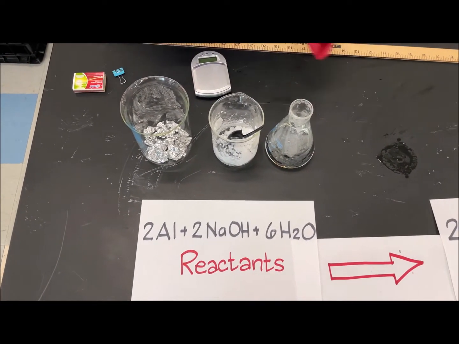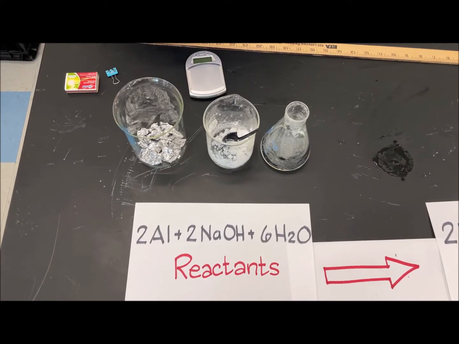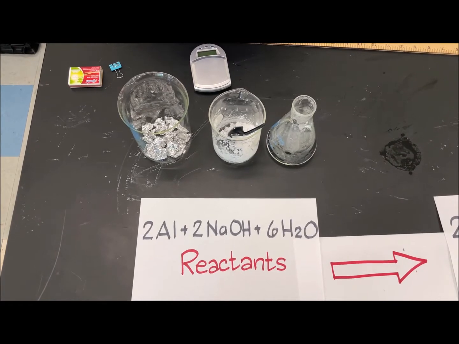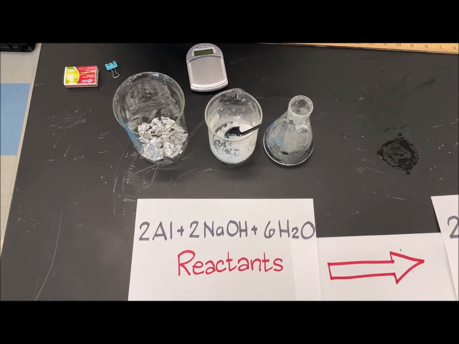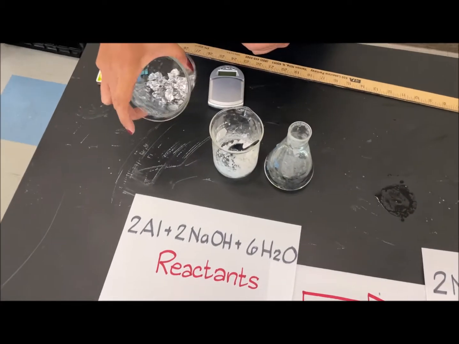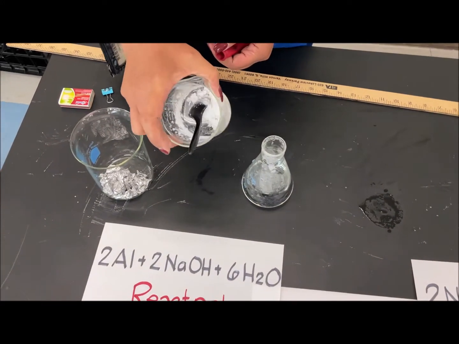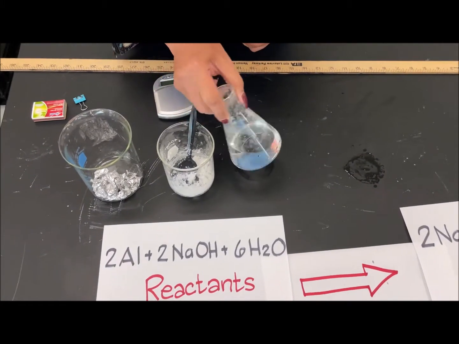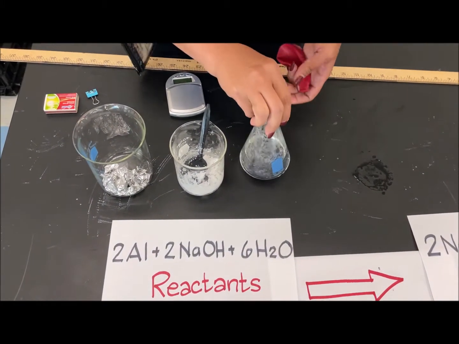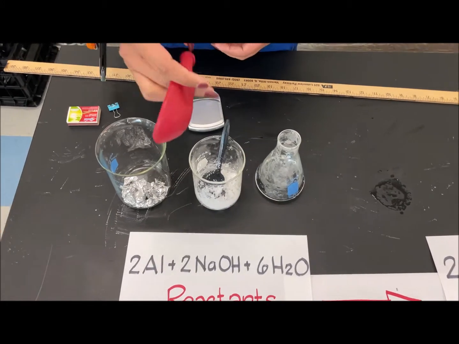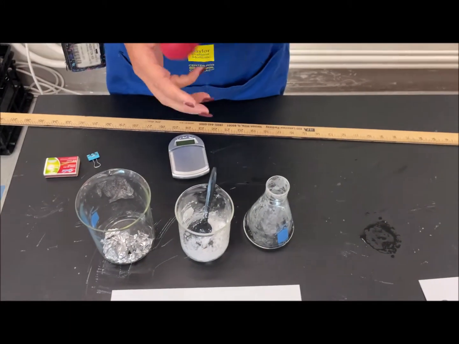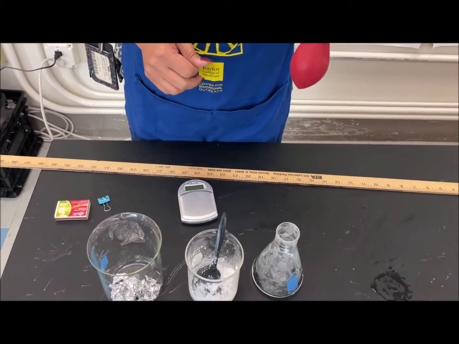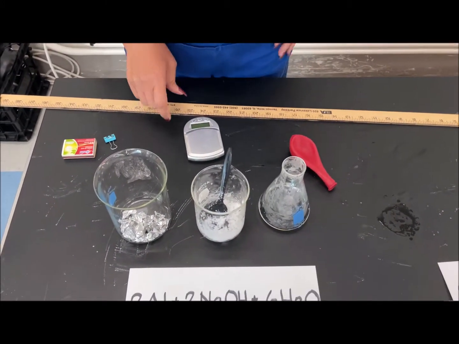Okay, in today's investigation, we're going to observe chemical reactions with the focus on the law of conservation of mass. We are going to use aluminum foil, sodium hydroxide, and about 150 milliliters of water. And we will also be using a balloon, but the balloon is not part of the reactant. It's just a tool here to capture the gases that it will produce.